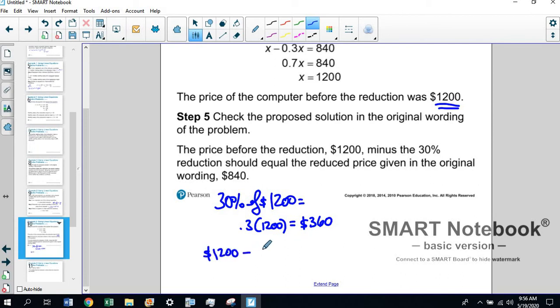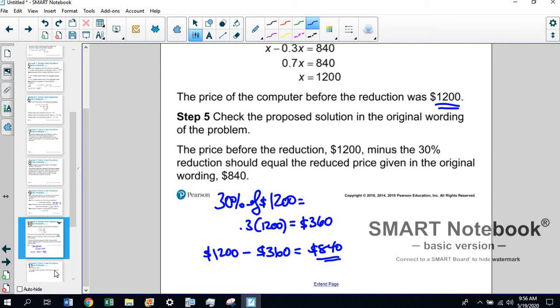So if you take 1,200 minus 360, again, use your calculator for that part, and you get 840. Okay? So I don't expect you to do arithmetic without a calculator. That's no reason for that, but you should be showing me your work that you're doing along the way.